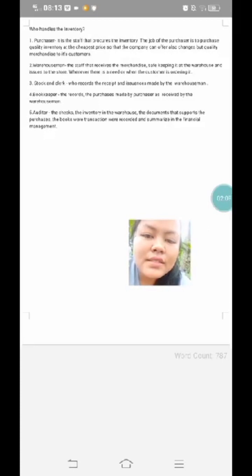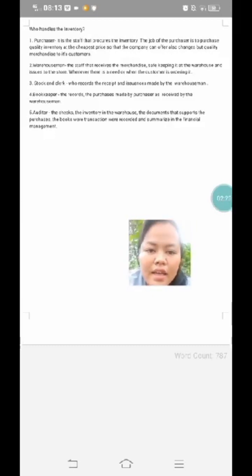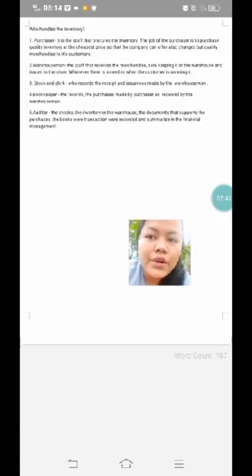So let's continue. Number 3, stock clerk. The stock clerk is the one who records the receipts and issuances made by the warehouseman. The stock clerk has the responsibility of making sure that consumers have access to the merchandise. They are in charge of organizing product displays and storage. Their duties include counting inventories, adding price tags to items, and putting products on shelves according to an organized system. There are many responsibilities of a stock clerk.